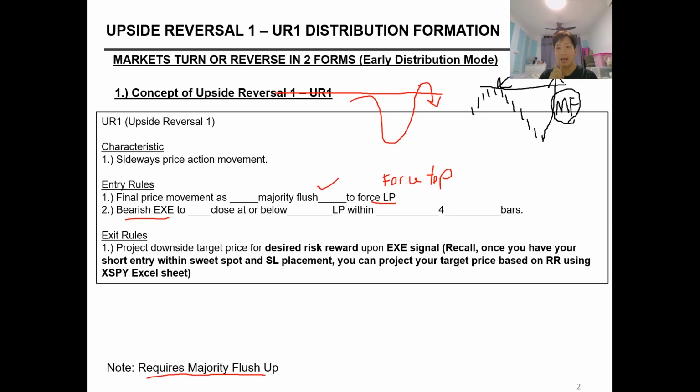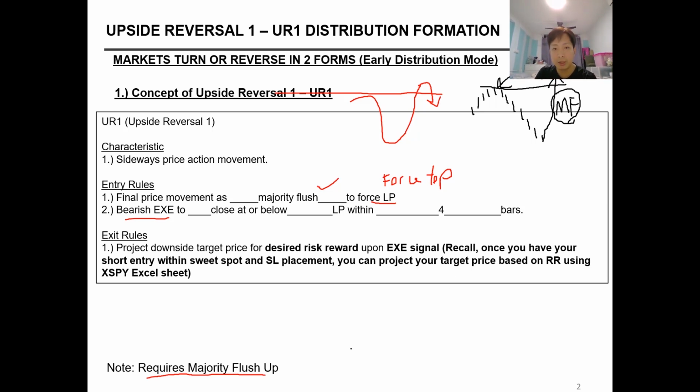Take note that we count the first bar that closes above the LP, the first bar that goes above the LP, as number 1, and up to number 4. Up to number 4, we want to see a bearish EXE. So our guideline is within 4 bars. Let me give you a conceptual illustration of what I mean by the EXE must close at or below the LP within 4 bars.